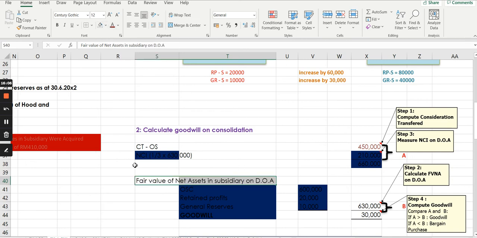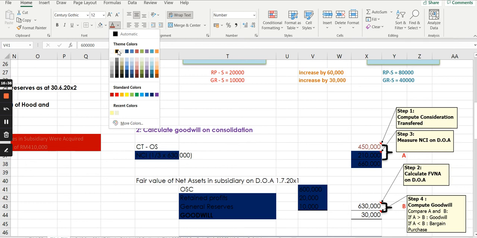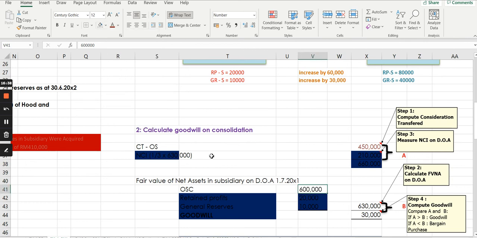on the date of acquisition. And date of acquisition here is 1st of July 20x1. So 1st of July 20x1, that is the information. So what you need to do is first take the share capital. For the share capital, we assume there are no changes in the share capital. So we'll just take what is in the information as per the CSOFP.